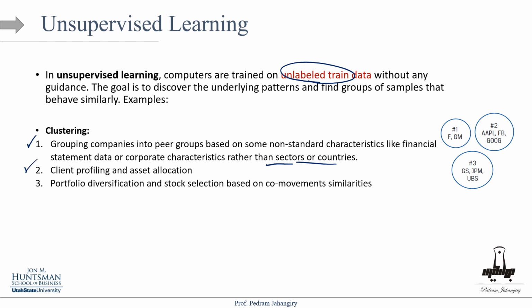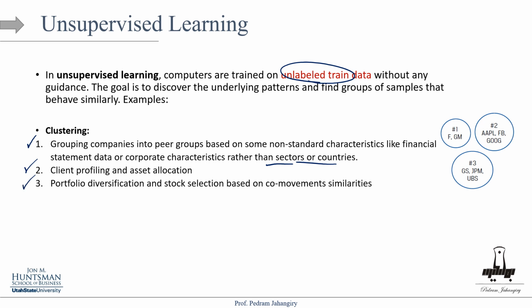Another example is that you are doing client profiling and asset allocation, right? Traditionally, how do we do asset allocation? We look at their income, time horizon, and more importantly, risk profile to provide them with some consulting in terms of asset allocation. But what if we want to come up with some other patterns in the data? We want to profile the clients based on some other characteristics that we are not aware of, right? So this is another application of clustering in finance.